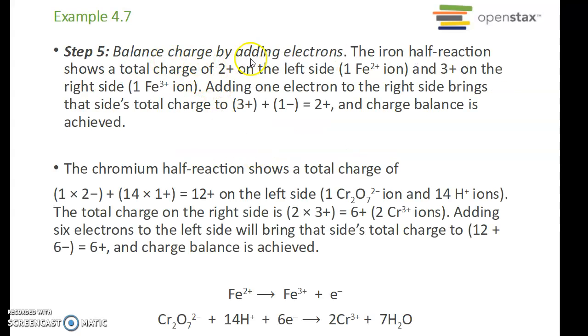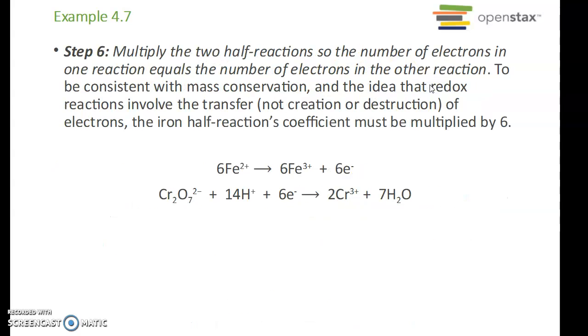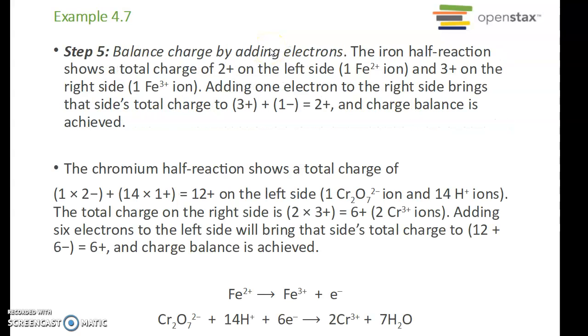Balance the charge by adding electrons. The iron half reaction shows plus 2 on the left side, plus 3 on the right side. Adding 1 electron to the right side brings this to 3 plus 1 minus, and the charge balance is achieved. So you're adding electrons to one side of the equation.